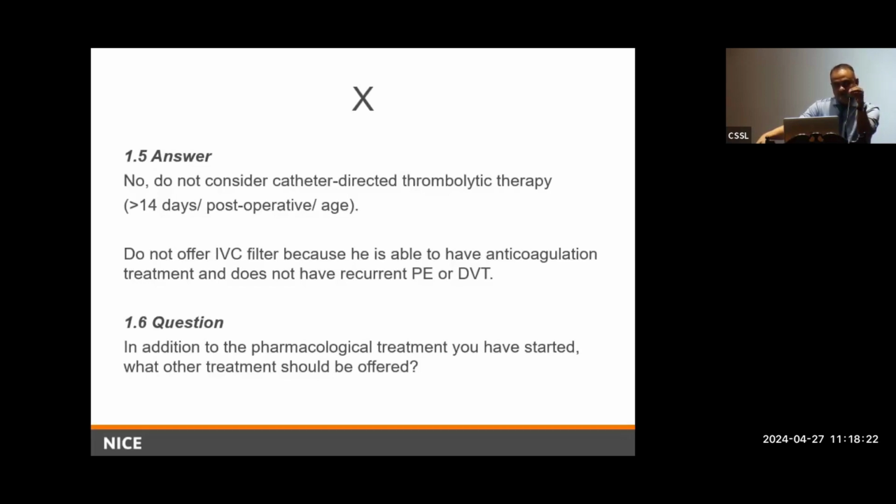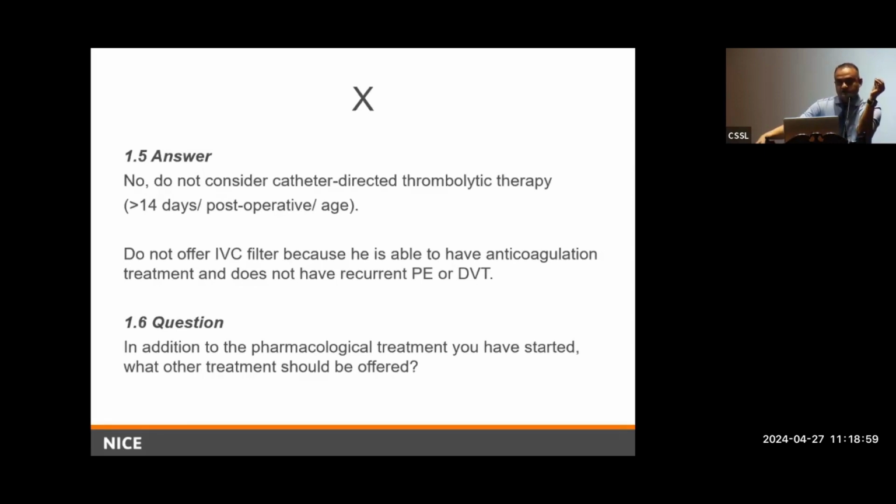We would consider an IVC filter only if there is a definite contraindication to anticoagulation. For example, let's say a patient having DVT following an intracerebral hemorrhage and stroke. Or let's say a patient having DVT and recurrent pulmonary embolism with an underlying malignancy, now awaiting surgical clearance of the malignancy. So if there is a definite contraindication to anticoagulation, yes, an IVC filter can be inserted.